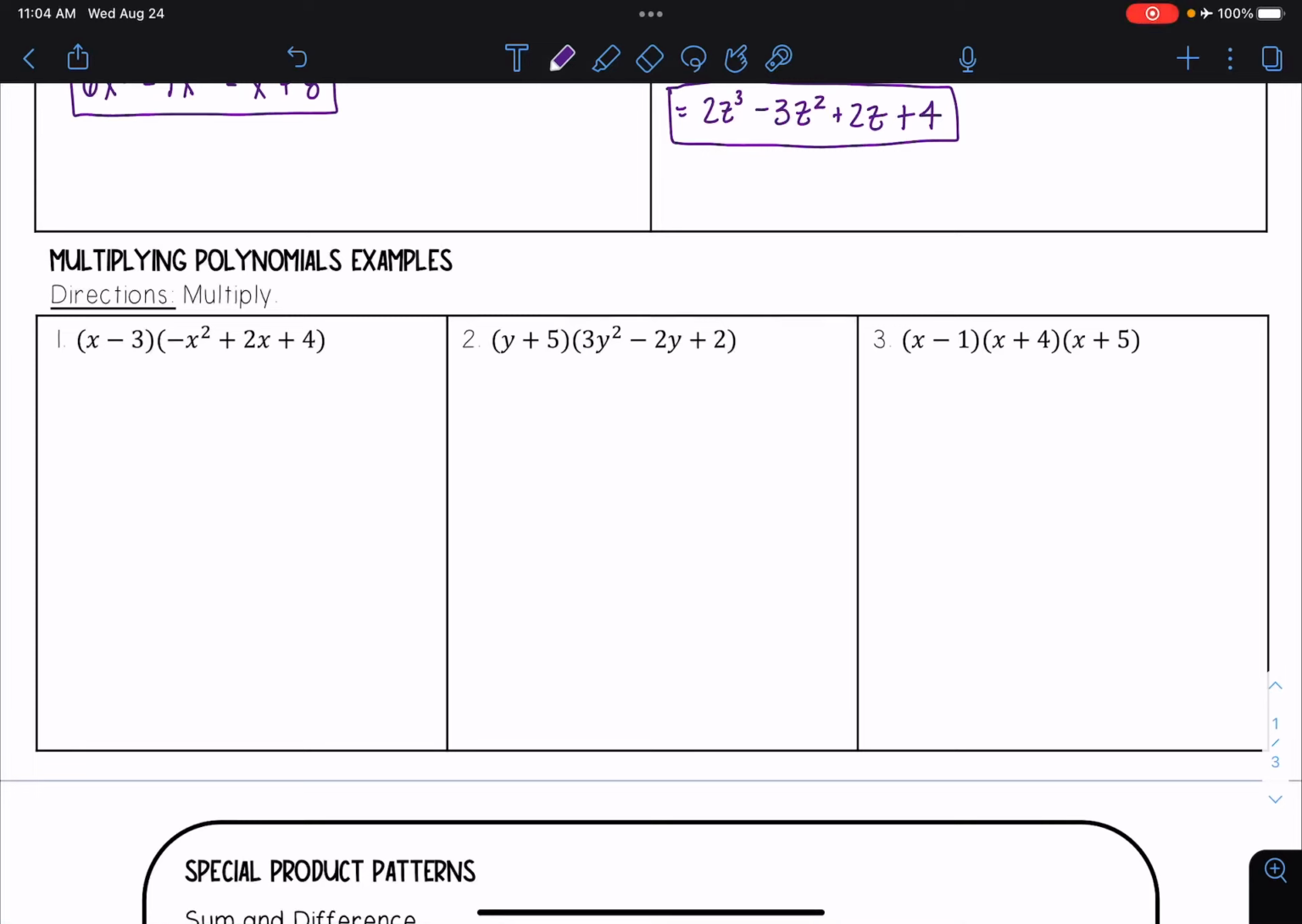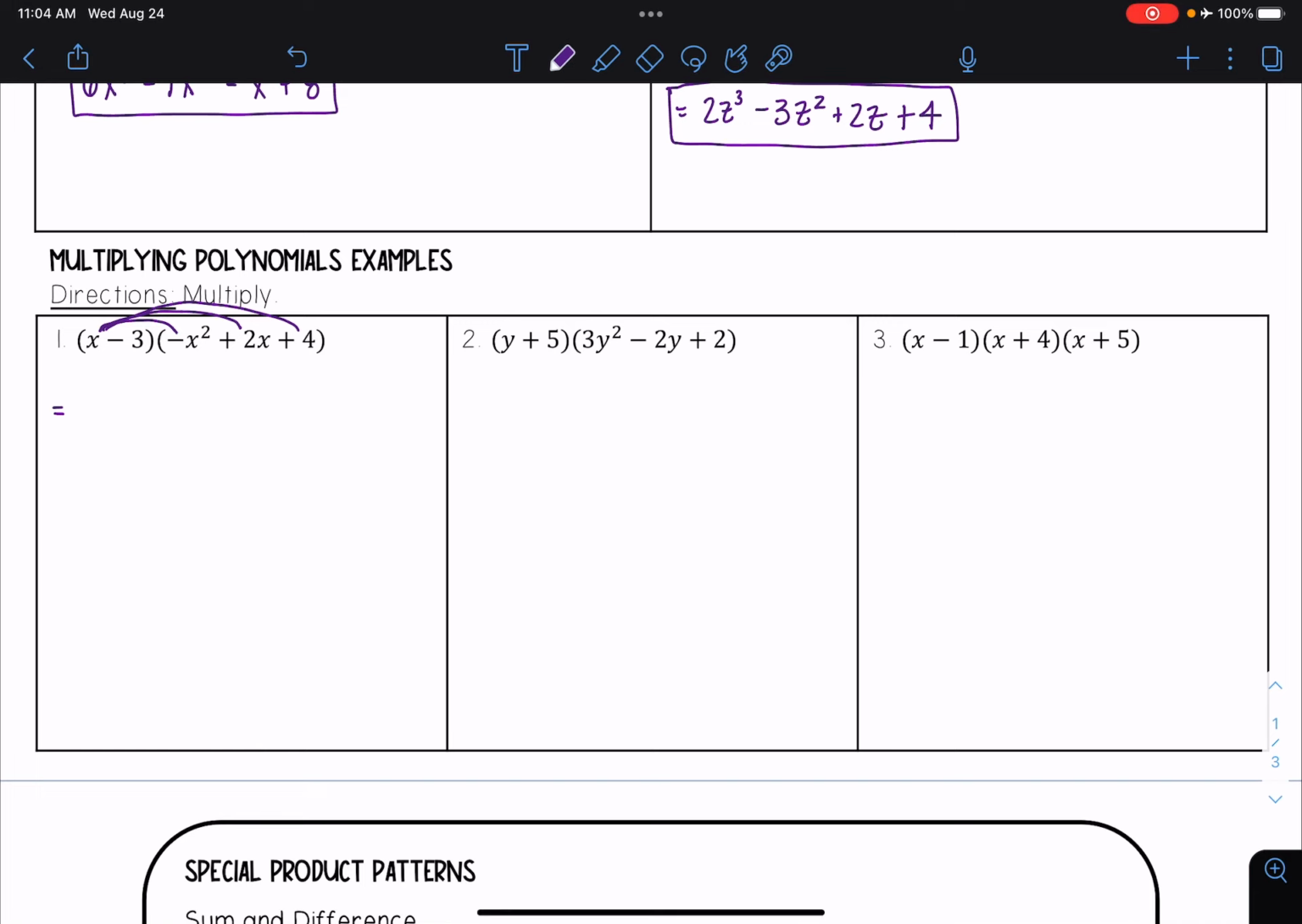In this video, we're going to be looking at multiplying polynomials. So when we're multiplying polynomials, we're going to do what we call a double distribution. So what I'm going to do is I'm going to take this x here, and I'm going to distribute it into all three. So that means I'm multiplying this x with each of these terms.